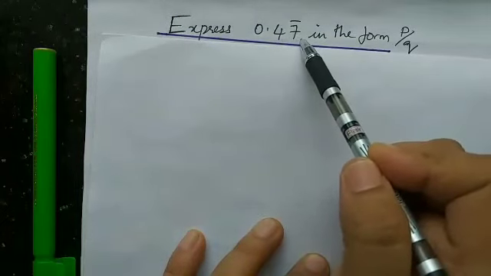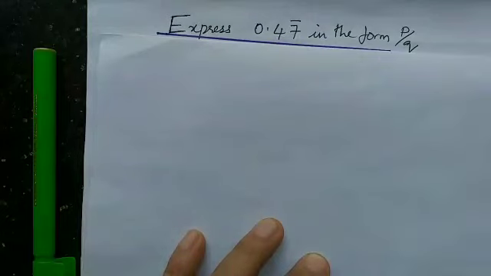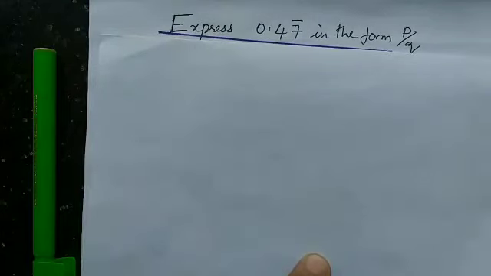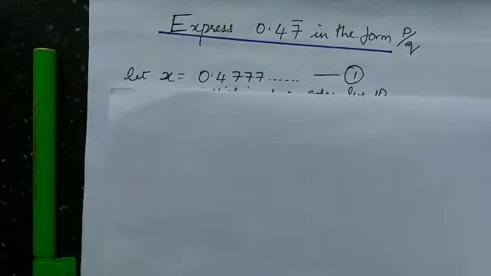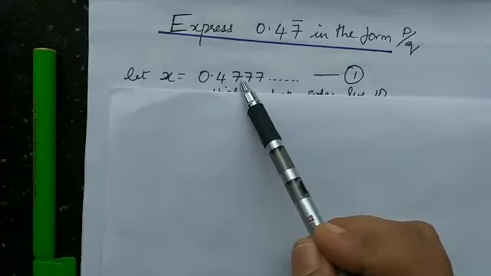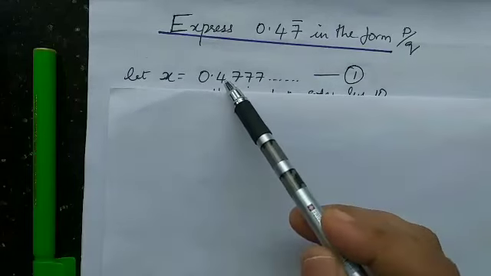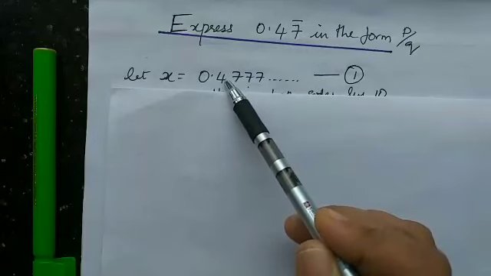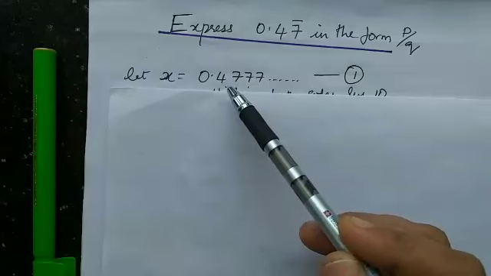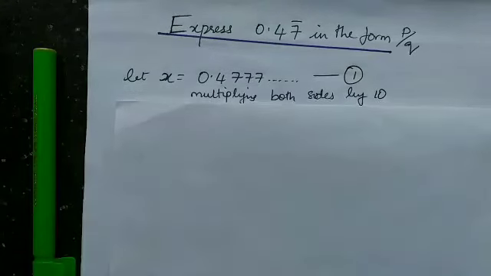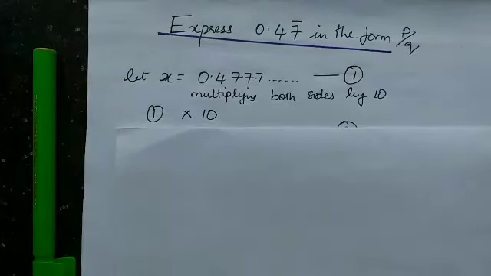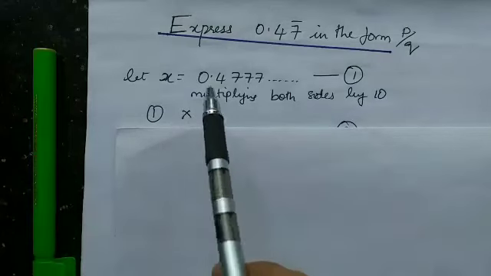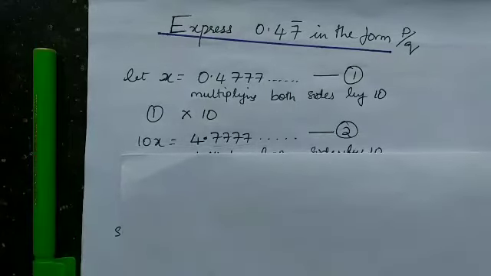Then only you can do the usual procedure that we have been doing in the last two problems. So first step is, let us take this as x here. Let x be equal to 0.4777. Here only one obstacle is here, so you are going to multiply it by 10. If there are two obstacles, you will be multiplying it by 100. So multiplying equation 1 by 10, multiplying both sides by 10, you get 10x is equal to 4.777.